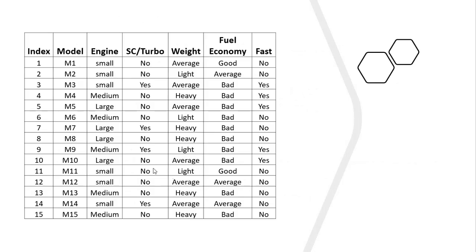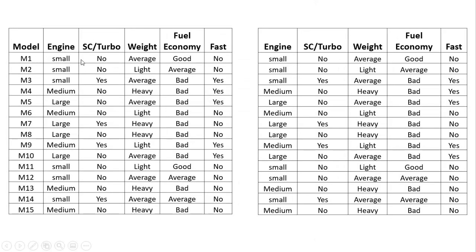Similarly, we take the same table data of the car, which has model, engine, AC turbo, weight, fuel economy, and whether the car goes fast. Based on these attributes we have to decide. When we are ready to build the decision tree, we first have to start from one attribute. Which attribute we choose is decided by measuring the information gain. We are removing columns with unique values, so the model column has been removed.